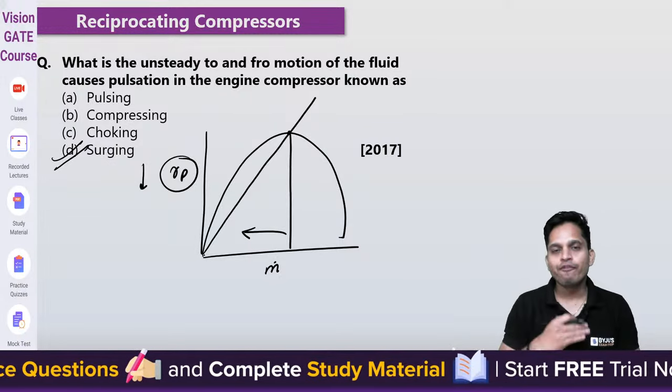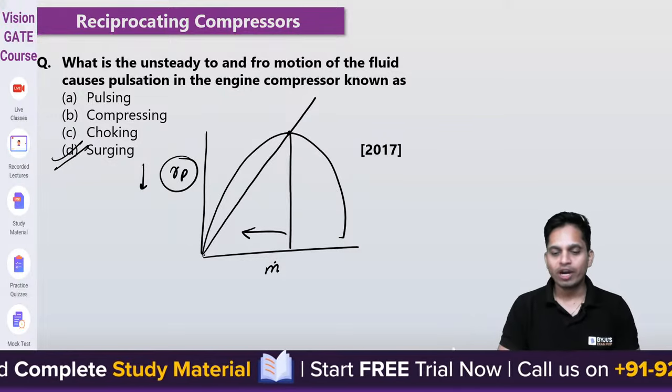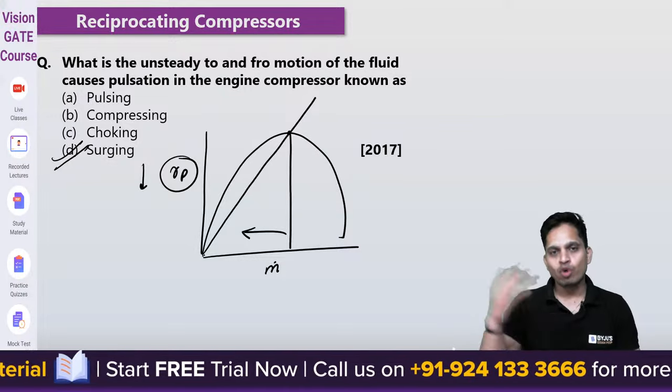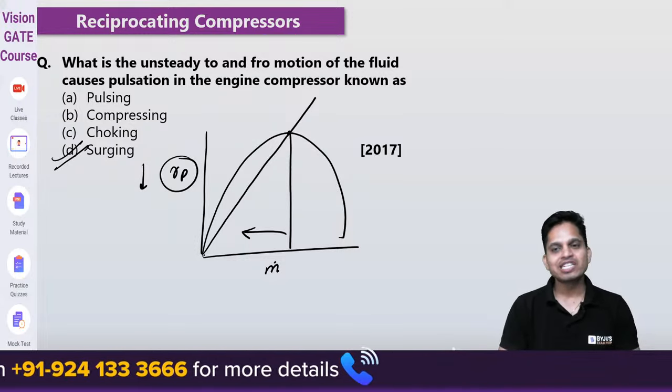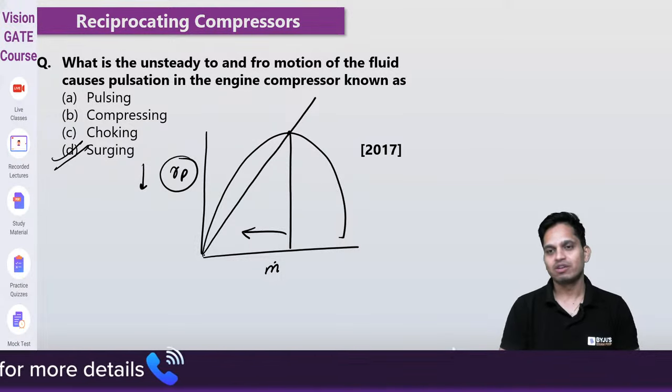It is the to and fro motion of the fluid, and when to and fro motion happens, it is called pulsation. Okay, but pulsing is not the right word, we do not use this. Okay, chalo.